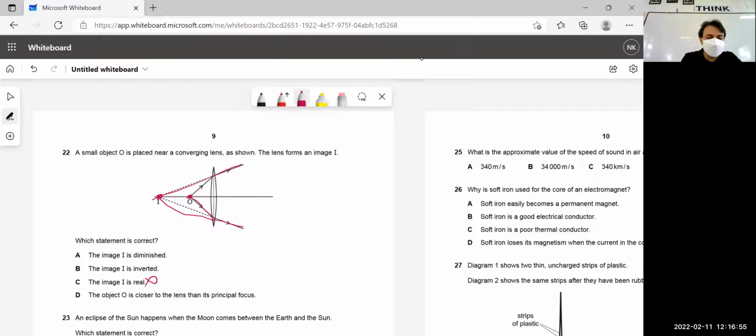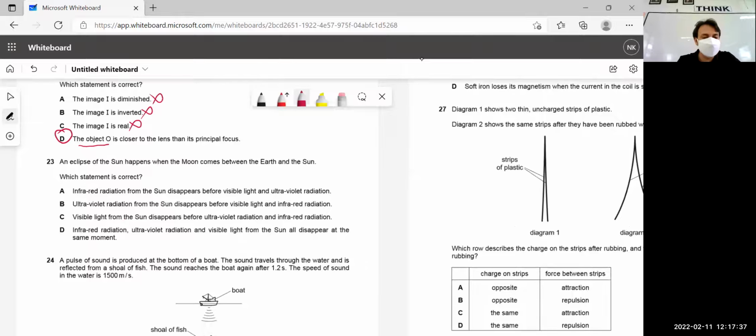So if virtual, this portion is wrong. A virtual image is always erect and it is not diminished also. The image I is diminished, they said, smaller than the size of the object. But look at option D. The object O is closer to the lens than its principal focus. Where is the principal focus? Actually, this point is the principal focus, where the rays of light, after passing through the lens, converge. That is the principal focus. And so we will go with option D.